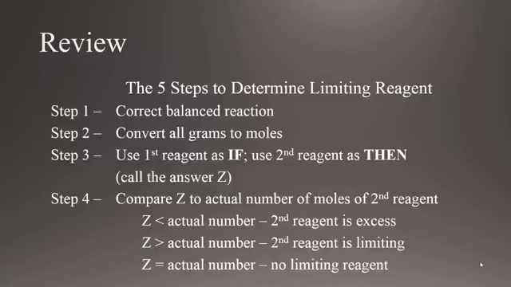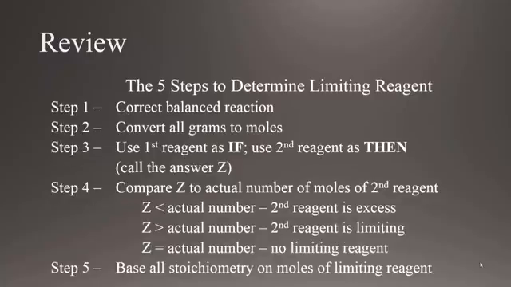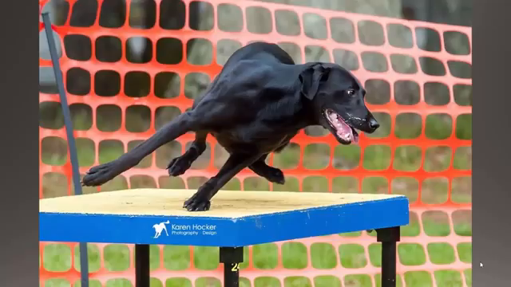And if Z equals the actual number, you have the Goldilocks syndrome. You have just the right number of moles. And finally, any further stoichiometry is based on the moles of the limiting reagent. So that takes care of this video. There's one more video left in the section, and that will be on what is called percent yield.